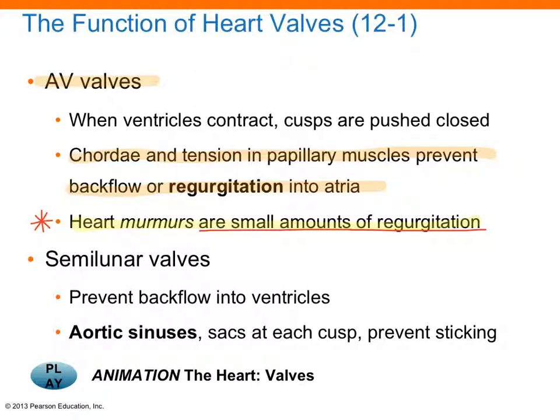The AV valves are located between the atria and the ventricles. Heart murmurs are when small amounts of blood are going back up into the atria. It's a regurgitation, and the proper name for this backflow is called a heart murmur.